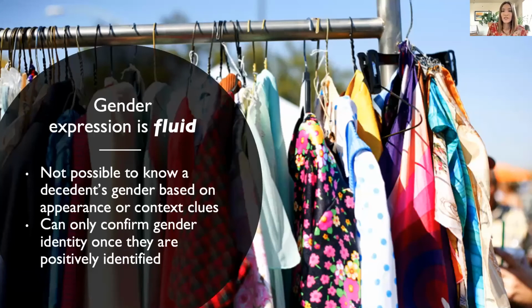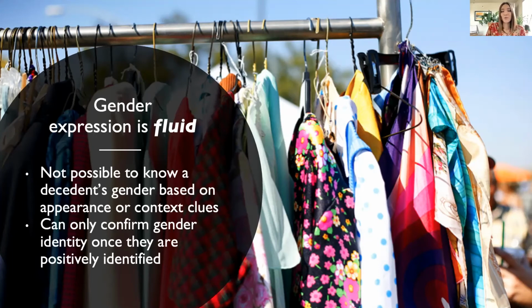So this brings us to another point about limitations in evaluating sex and gender in forensic cases. Gender expression is fluid. It's just not possible to know a person's gender identity based on their physical appearance, including whether they had surgery, how they wore their hair, or what they were wearing. There exists a great diversity of gender identities and a great diversity in how individuals express their gender identity. And a person's presentation may also depend on the context.